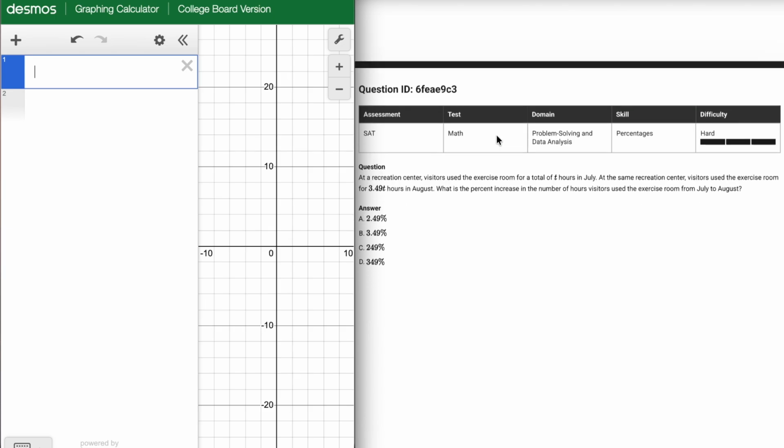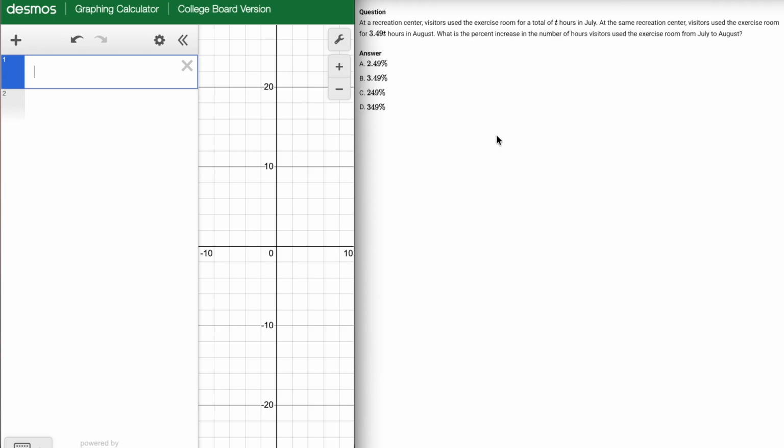So now on to the next problem. It says at a recreation center, visitors used the exercise room for a total of T hours in July. At the same recreation center, visitors used the exercise room for 3.49 T hours in August. What is the percent increase in the number of hours visitors used the exercise room from July to August?